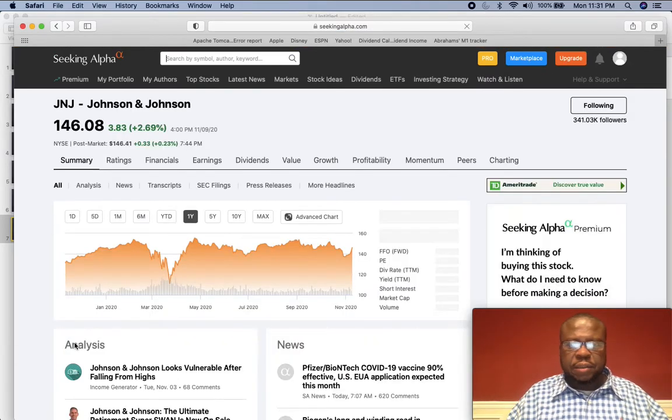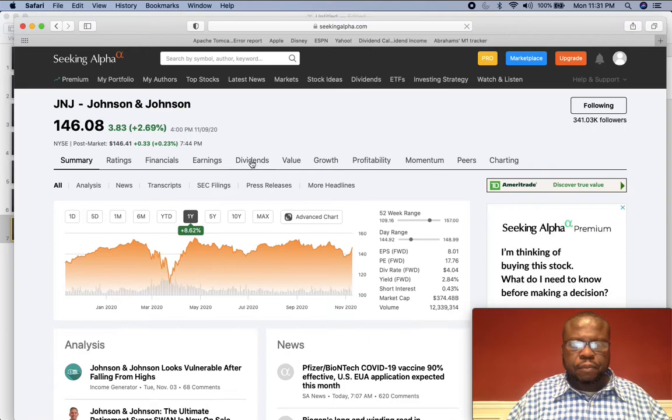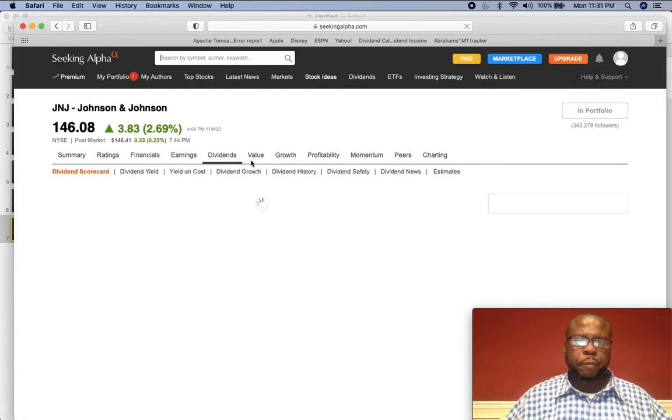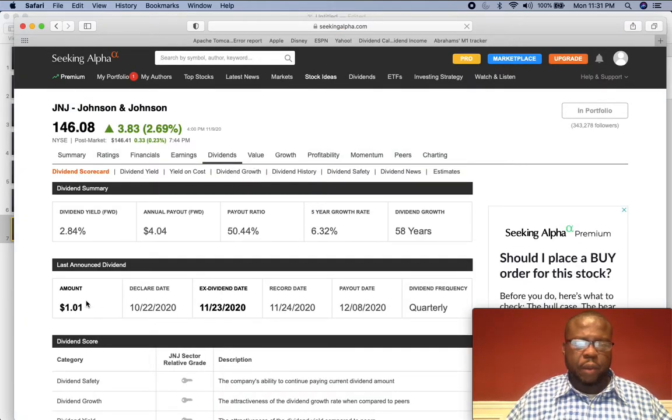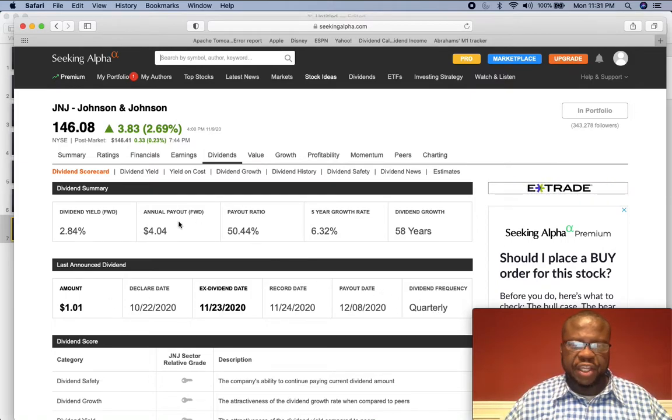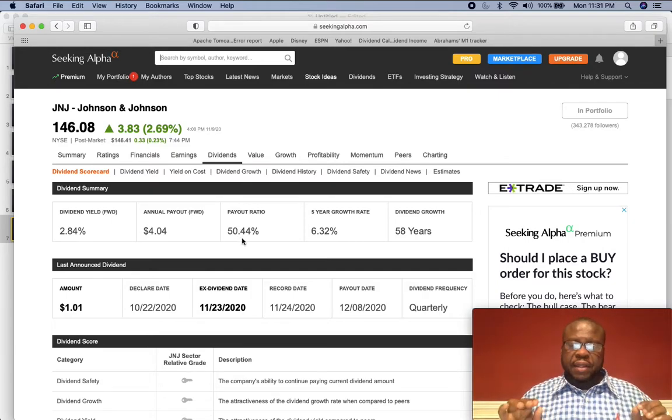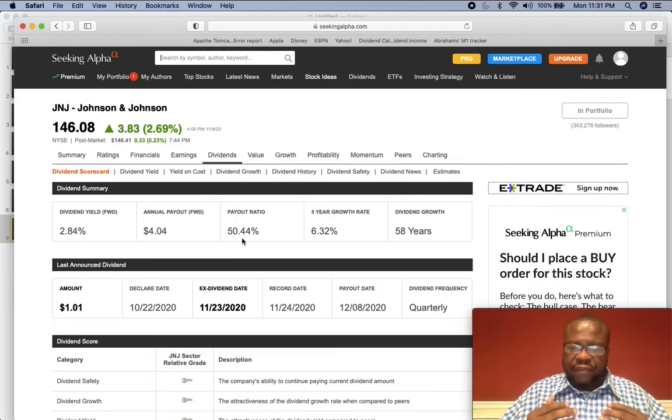So Johnson & Johnson pays $1.01, and it pays it quarterly. So $4.04 for the year. Payout rate is about 50%. So I mean, Johnson & Johnson pays about half of its earnings out as dividends. The other half it keeps back, so it can grow the company, do research and development. Again, during this pandemic, they're doing research and development involving getting a vaccine, right?